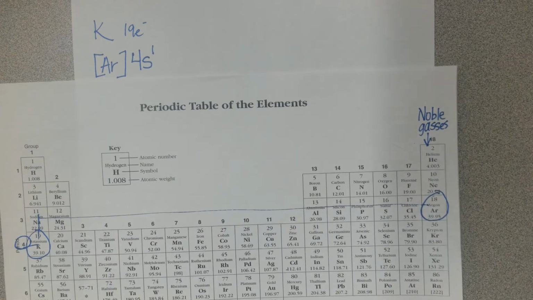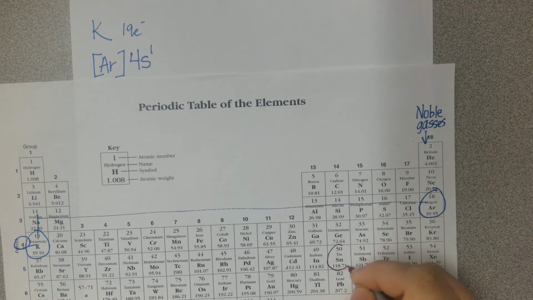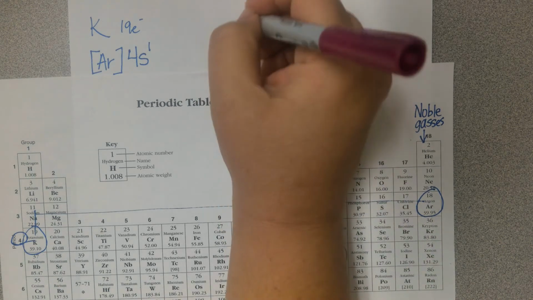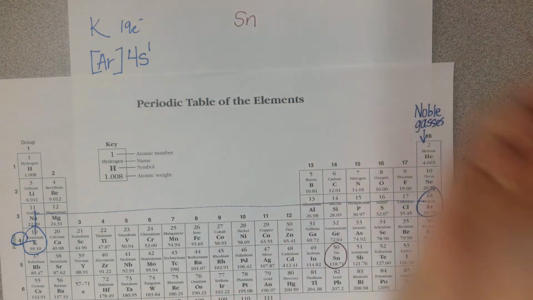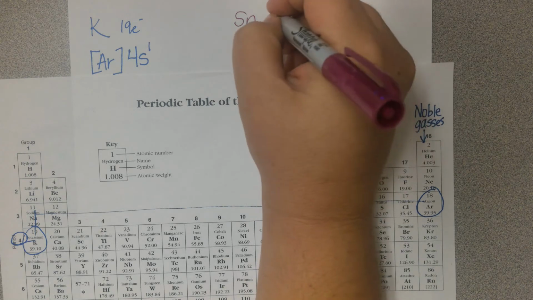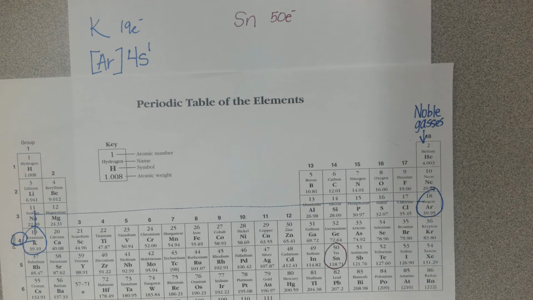Let's say that we want to do Sn, tin, the element. So Sn is the element we want to write the configuration for, and it has 50 electrons. Now, if we were having to do that whole configuration, that's going to take a while. 50 electrons is a lot to have to put into sublevels. So it's a lot easier to do the noble gas configuration.